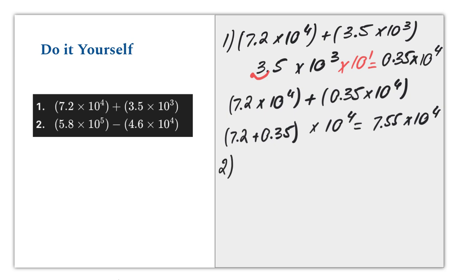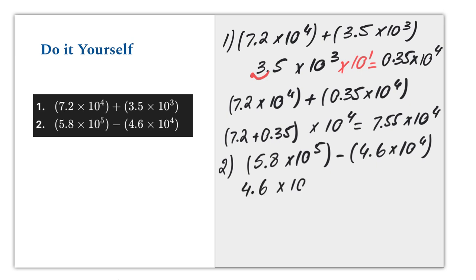Question 2, 5.8 times 10 to the 5th power minus 4.6 times 10 to the 4th power. Again, our exponents are not the same. We're going to rewrite the smaller number, 4.6 times 10 to the 4th power, and we're going to move the decimal 1 space towards the left. Since we did that, we're going to multiply by 10 and add the exponents. So 0.46 times 10 to the 5th power.